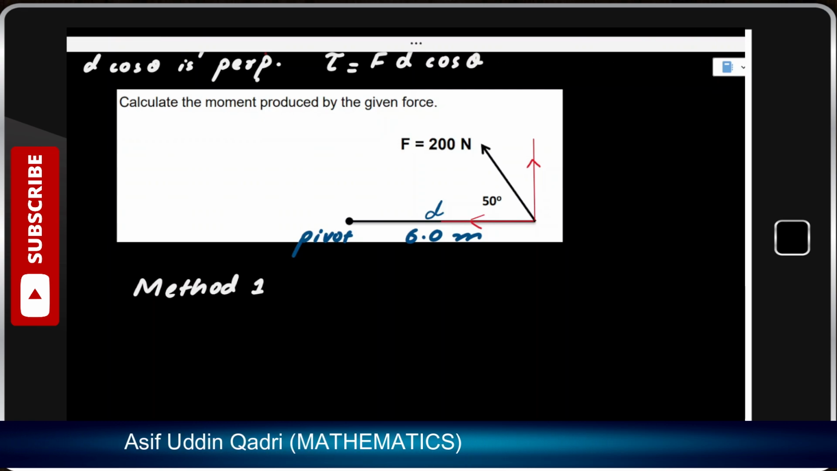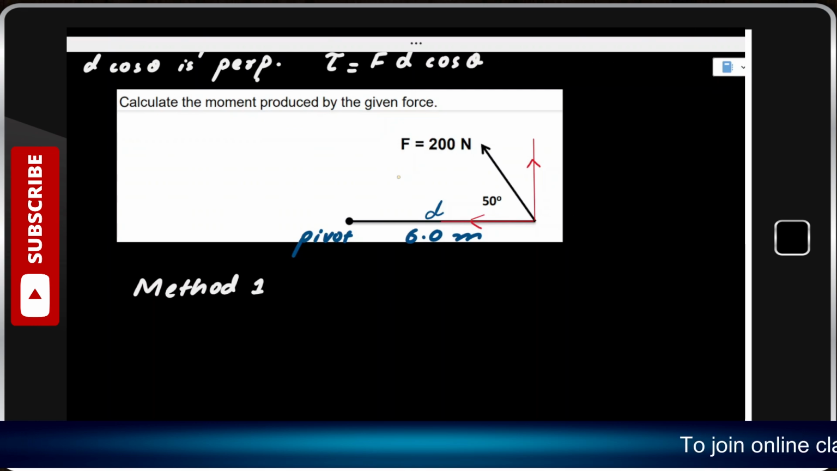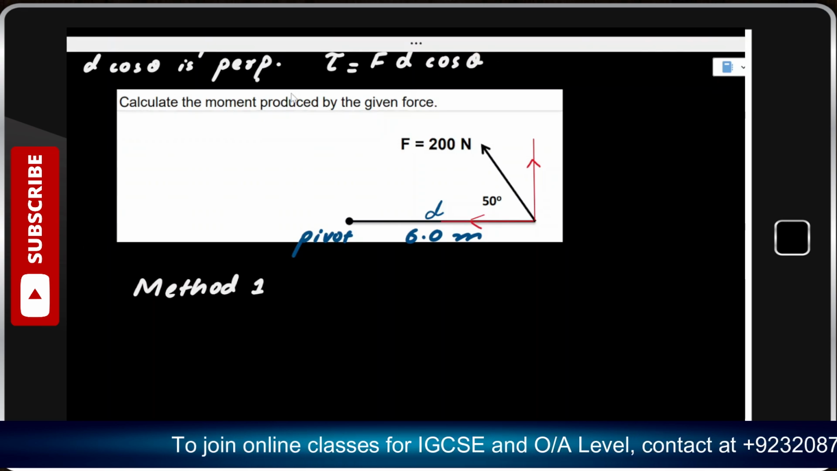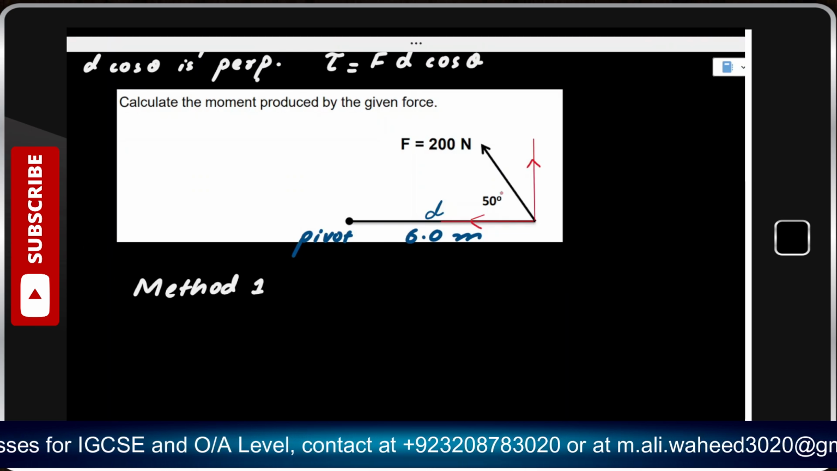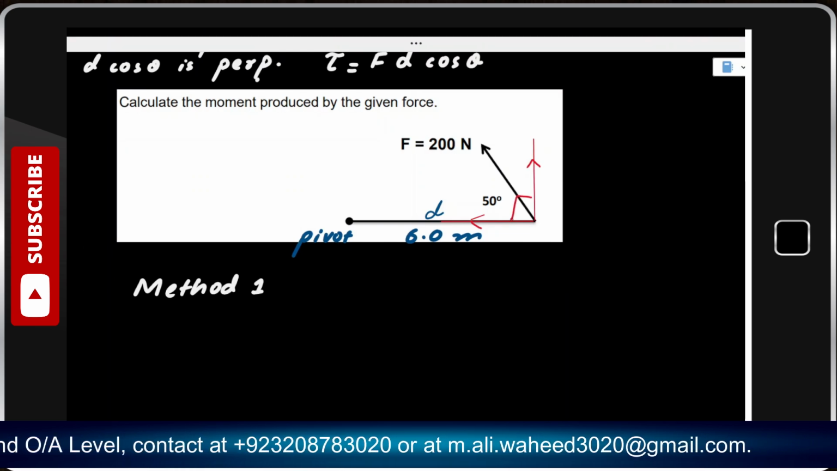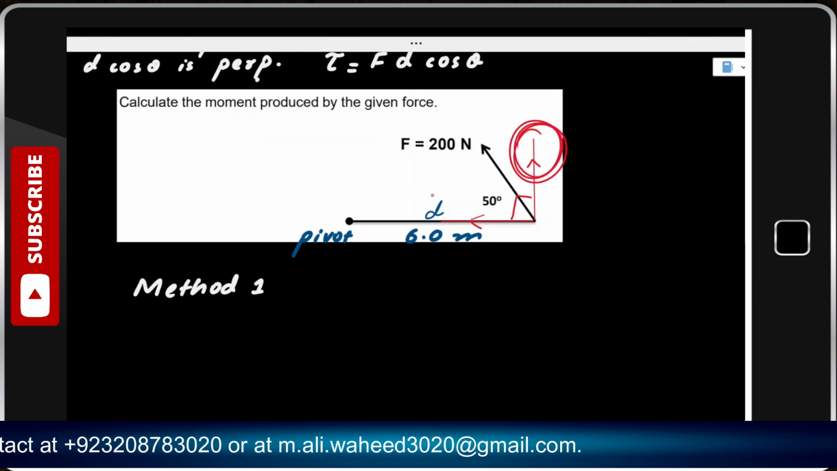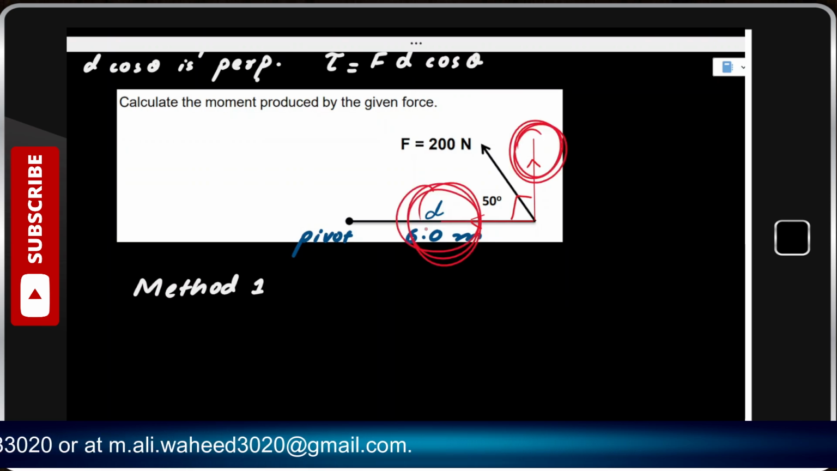Out of these two components, which component is perpendicular to the distance? Is it the one to the left or is it the one upward? So in this case, the component that is upward is perpendicular to the distance. So this component is perpendicular to the distance. Component in this direction, distance in this direction, only then we can get an angle of 90 degrees.